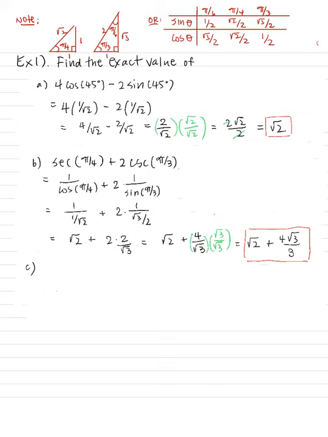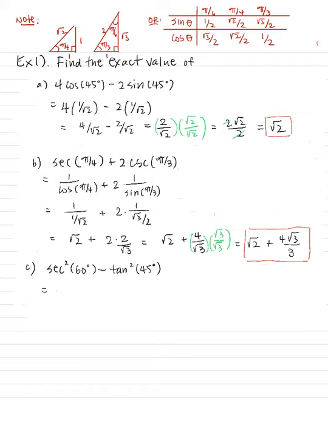Okay, so let's go with, how about secant squared of 60 degrees, and then minus tangent squared of 45 degrees. All right, we got this. Okay, so, all right, so secant of 60 degrees is what? 1 over cosine of 60 degrees, which is 2.